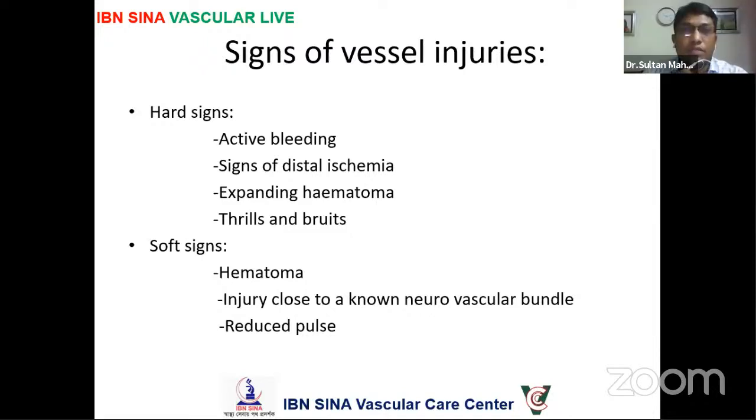Signs of vessel injuries: hard signs and soft signs.